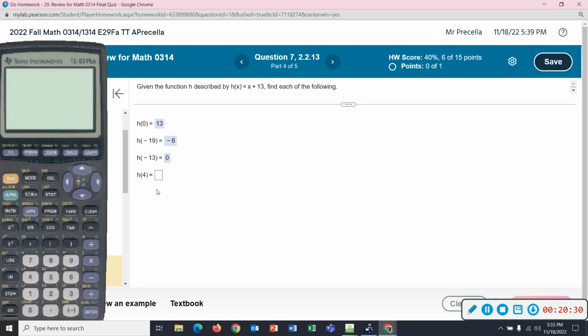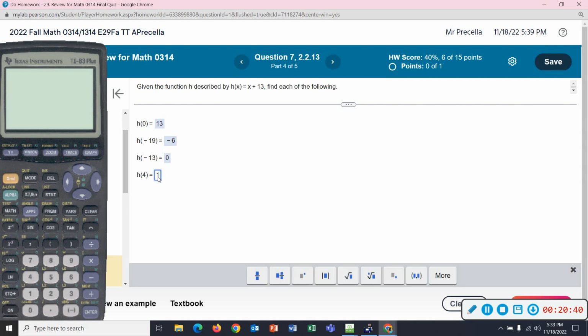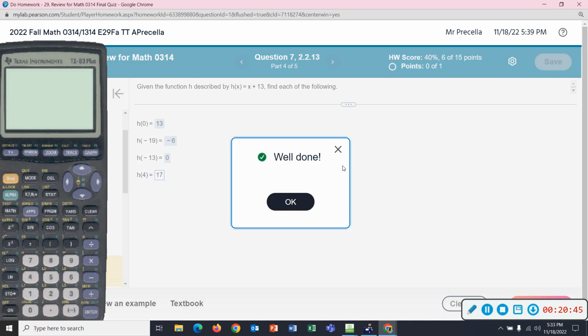Okay. I'm going to write this one out. Find h of 4. Plug the 4 in for x. 4 plus 13. What number will I type there? 17.